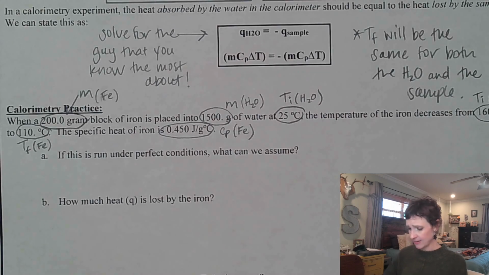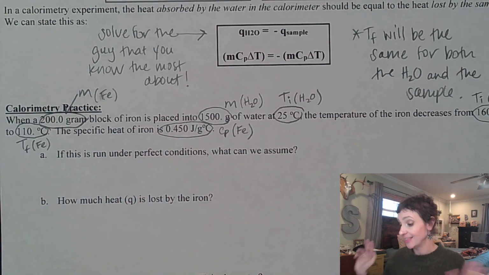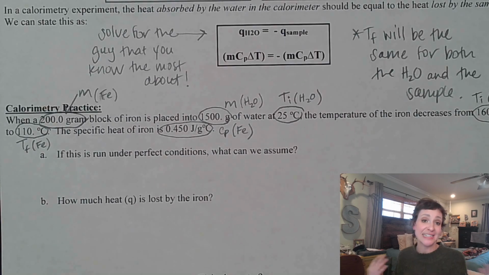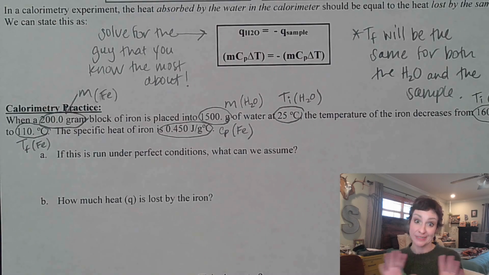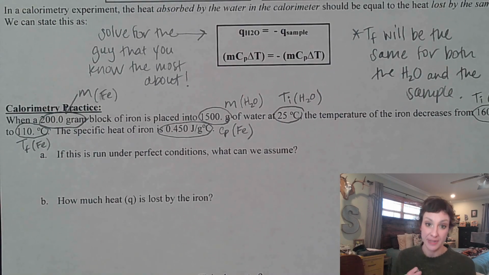Okay, before they even ask us to calculate things, they're just saying this. If it is run under perfect conditions, what can we assume? What do you mean? What can we assume? Well, first of all, the law of conservation of energy is going to be preserved here. We are assuming that the energy transfer will be complete, meaning whoever is releasing energy, the other will absorb that full energy.